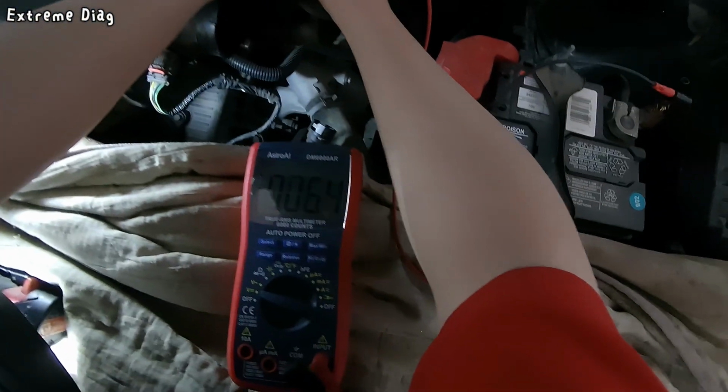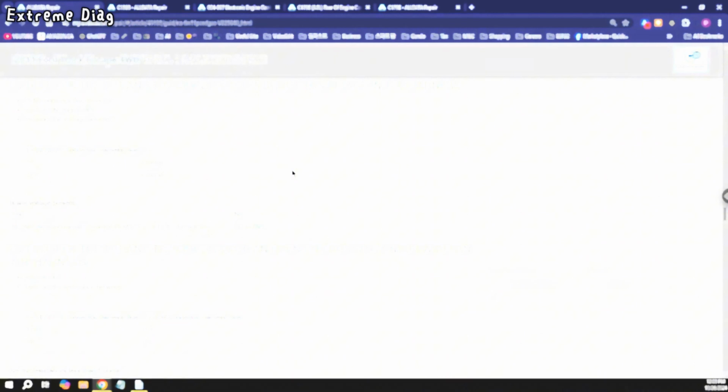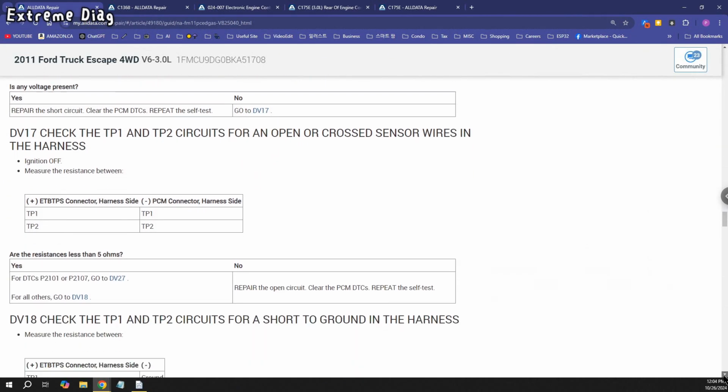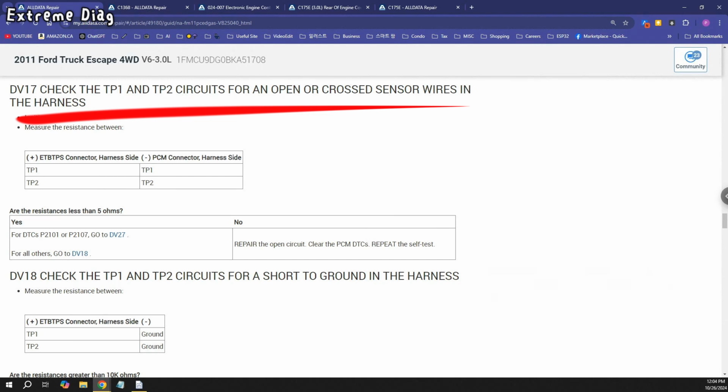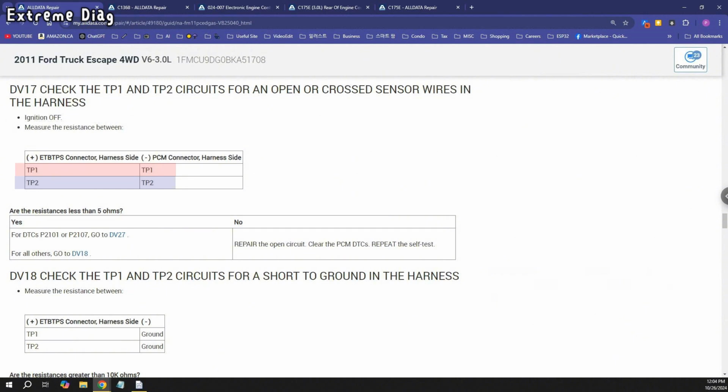We get no reading at all. The question was whether voltage is present. The answer is no, and it's directing us to DV17. DV17 says to check whether the TP1 and TP2 circuits are open. We'll check the continuity of the TP1 and TP2 circuits between the throttle body connector and the PCM connector.